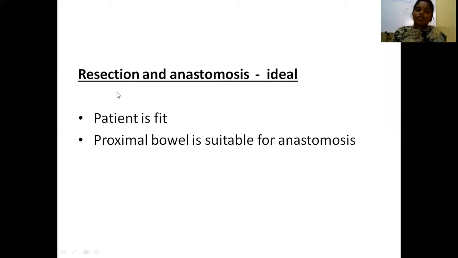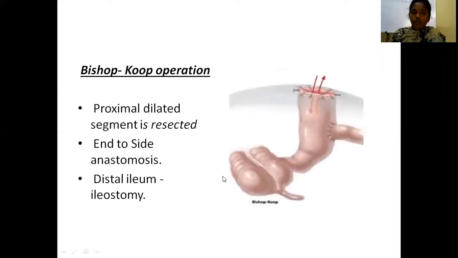The other treatment option is resection and primary anastomosis. This is the ideal one. If the patient is fit and the proximal bowel is suitable for anastomosis, then you can go for resection and anastomosis. The other operative procedures are resection and temporary stoma formation. See, Bishop-Koop's operation. In this, the proximal dilated segment is resected, and the distal ileum is brought out as an ileostomy, and an end to side anastomosis is done.